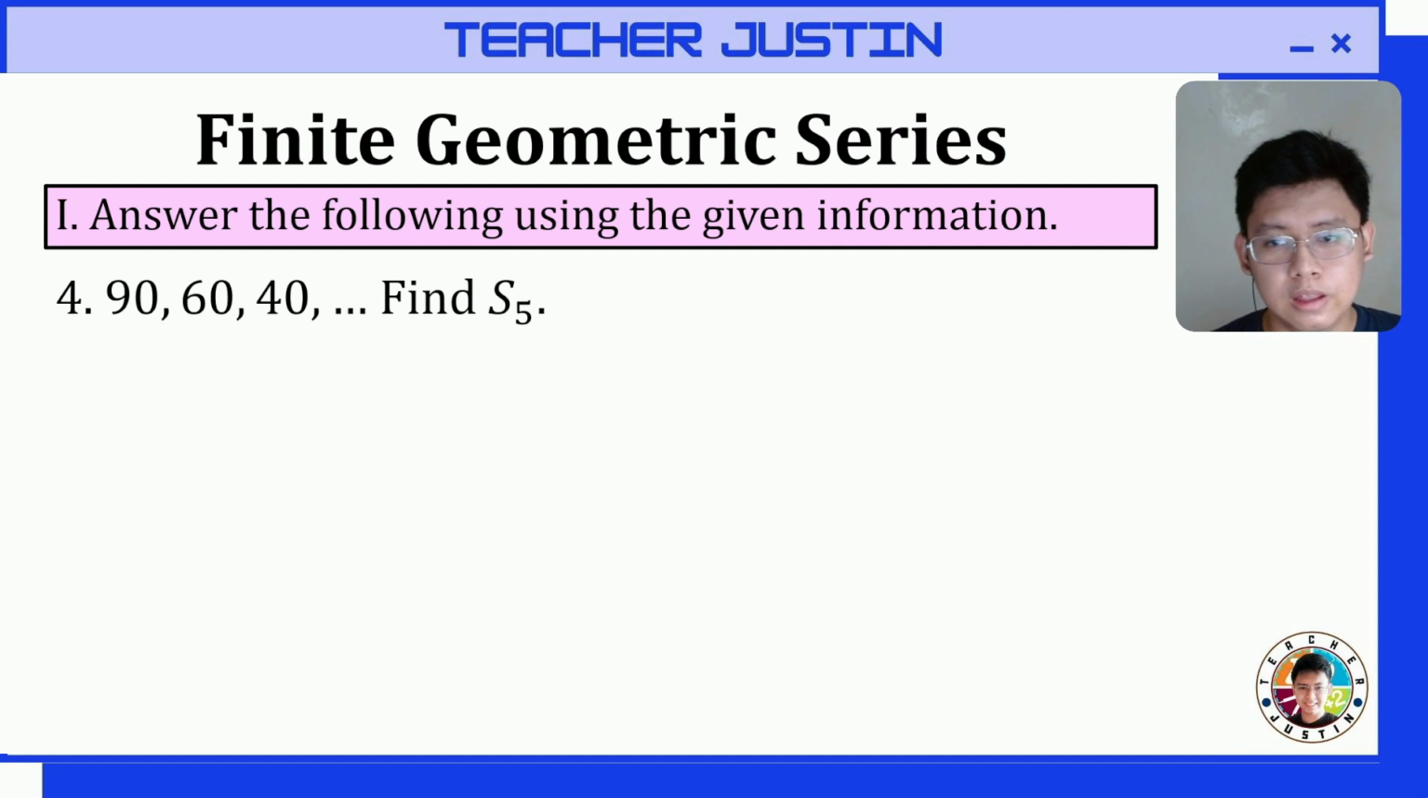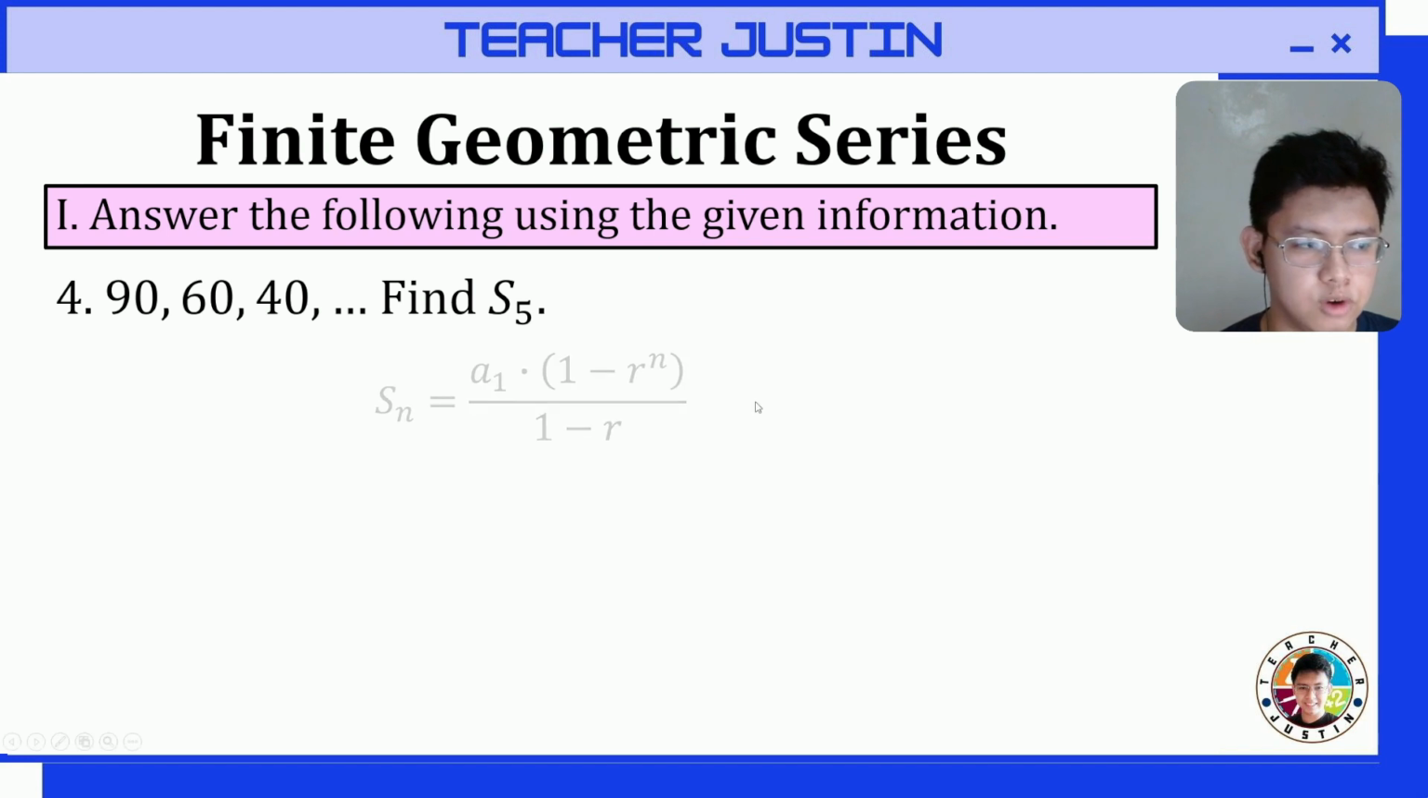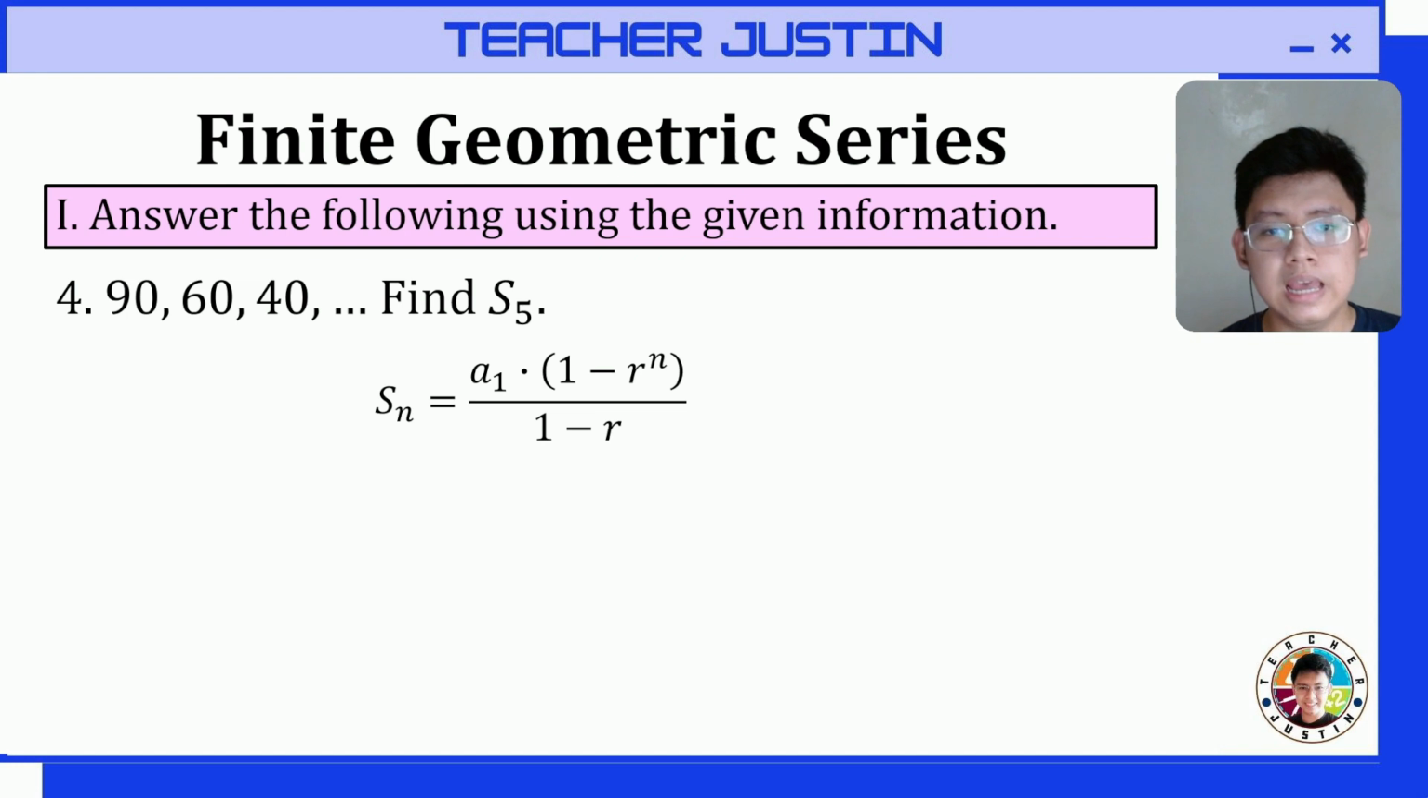Since we're looking for the sum of the first nth terms of our geometric sequence, what we will do is use the formula S sub n is equal to the first term, a sub 1, times the quantity 1 minus r raised to n all over 1 minus r. Now, let's identify our given. So, we have the following.